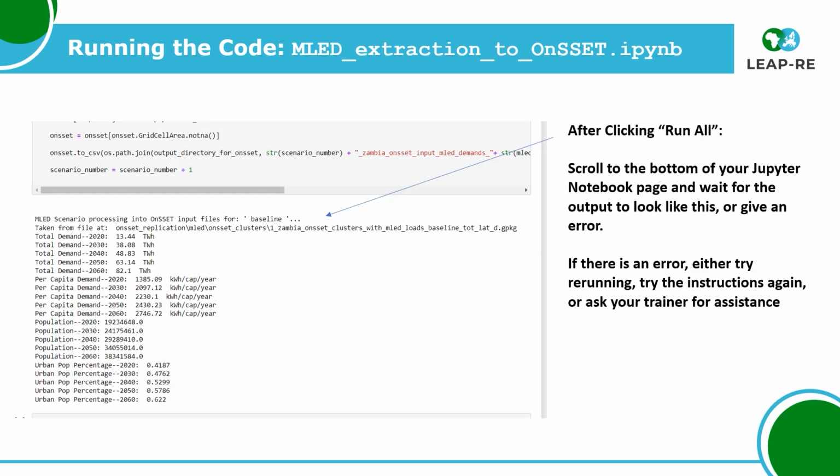After you've clicked Run All, scroll down to the bottom of your Jupyter Notebook page and wait for the output to look something like this. Here you will start to see a printout of some statistics in different years when it is extracting the MLED scenario code for use in OnSSET. You may have an error. Sometimes you can simply try rerunning the code or try to follow the installation instructions again more carefully.